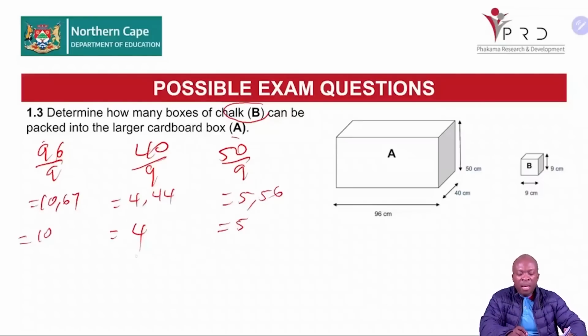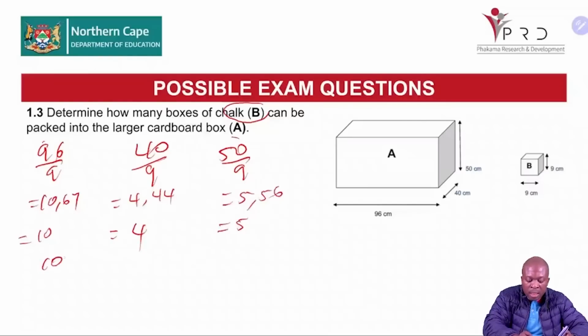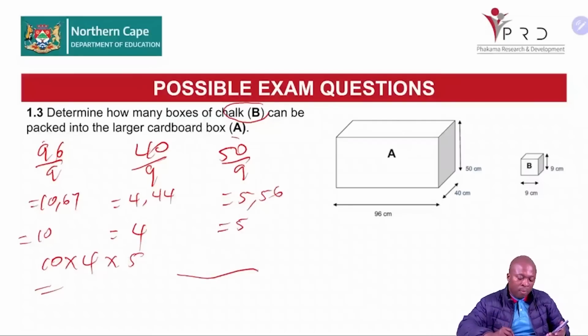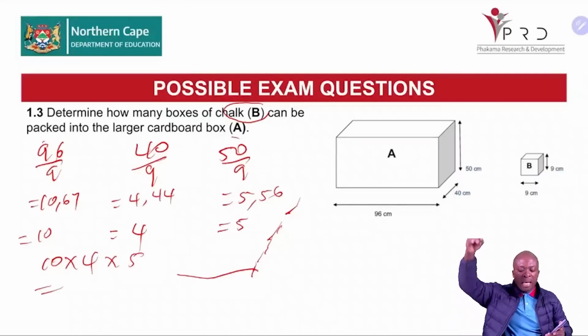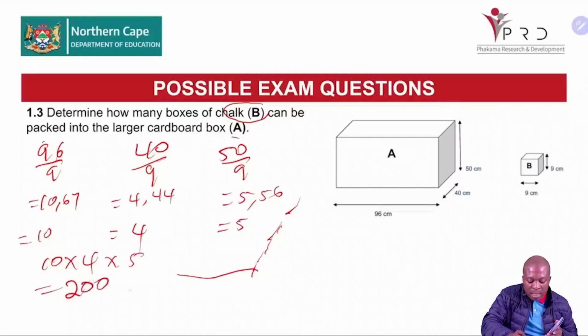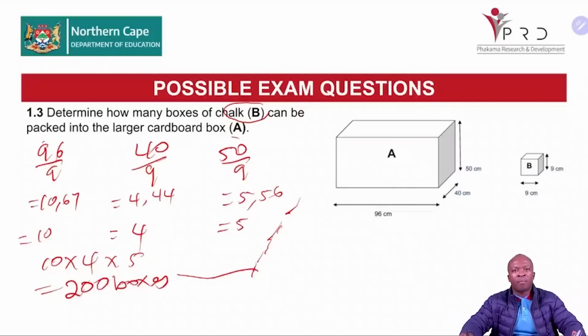So how many numbers do we have now? We have 10, 4, and 5. So you say 10 times 4 times 5. That will give us the answer. So let's press 10 times 4 times 5. Meaning we can pack 10 on this length. We can pack 4 lines. And then we can stack them up 5 stacks. So all in all, we can be able to put 200 boxes of chalk in the bigger one.